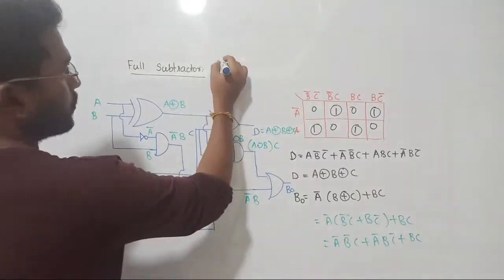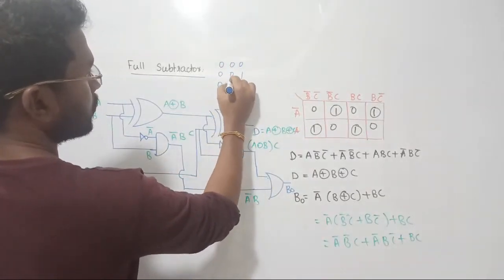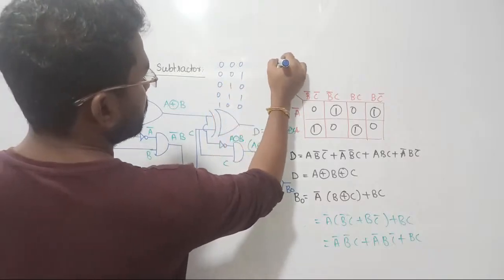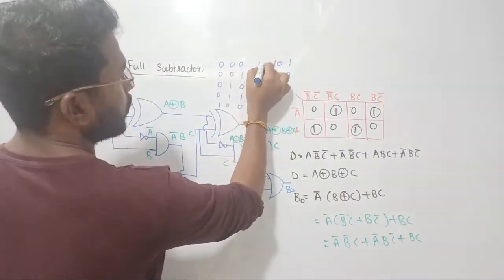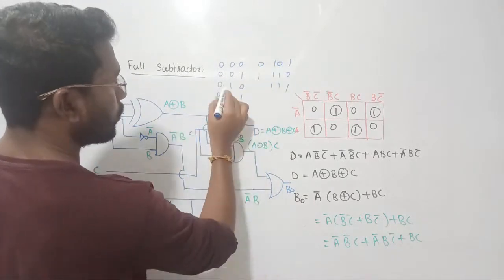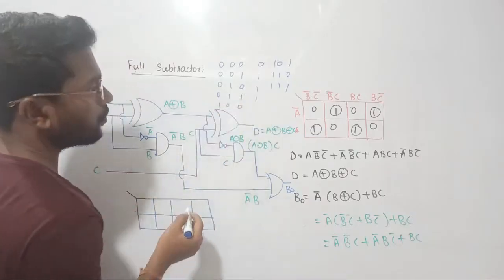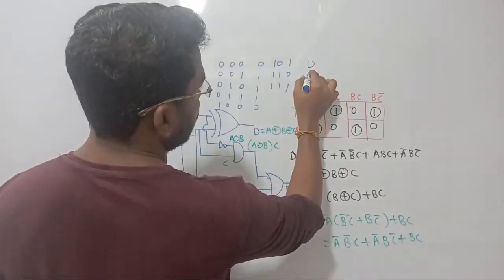What we got, 0 0 0. Let me do it by myself. 0 0 1, 0 1 0, 0 1 1, 1 0 0, 1 0 1, 1 1 0, 1 1 1, right? First in this case we don't have any borrow. 0 minus 0; 0 minus 1 is not possible, we have borrow. This is also not possible, we have borrow. This is also not possible, we have borrow. And here it is possible, no need of borrow, no need of borrow, no need of borrow.